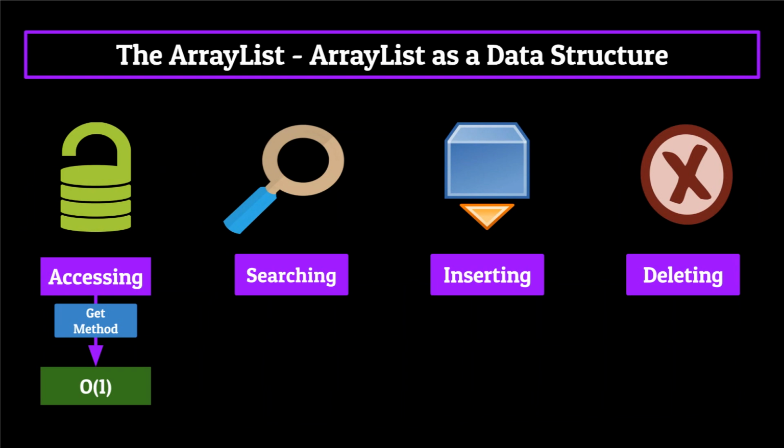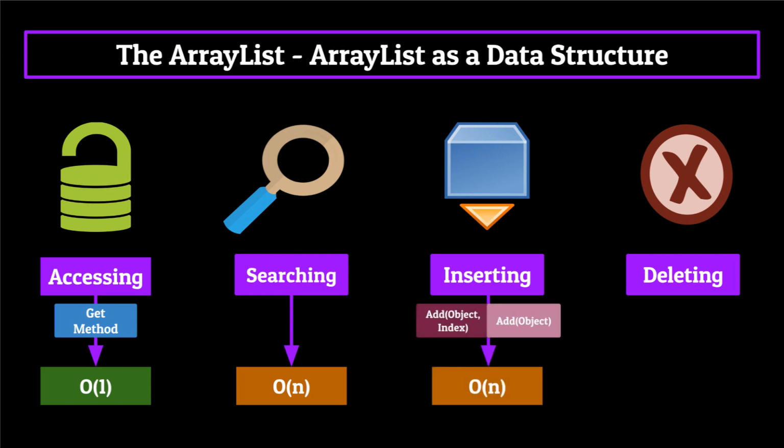So we know accessing is going to be O of 1, and searching is going to be O of n. This is for the same reason that arrays were O of n. If we want to find out if an object is contained within our array list, and that object is at the last index of the array list, we're going to have to search through each and every element within it of size n to make sure. Because remember, we always go based on the worst case scenario.